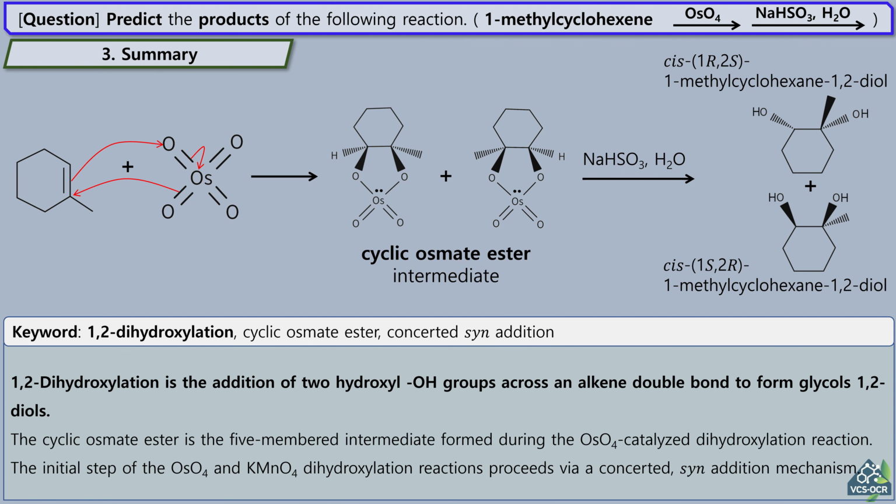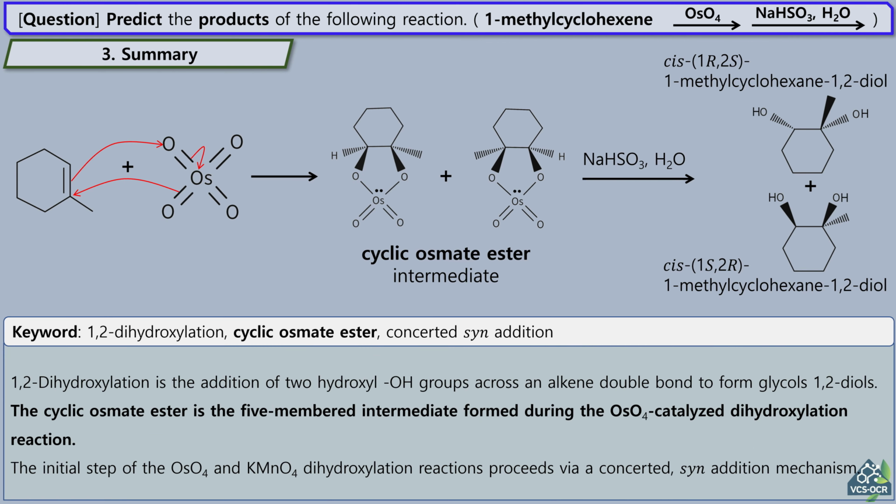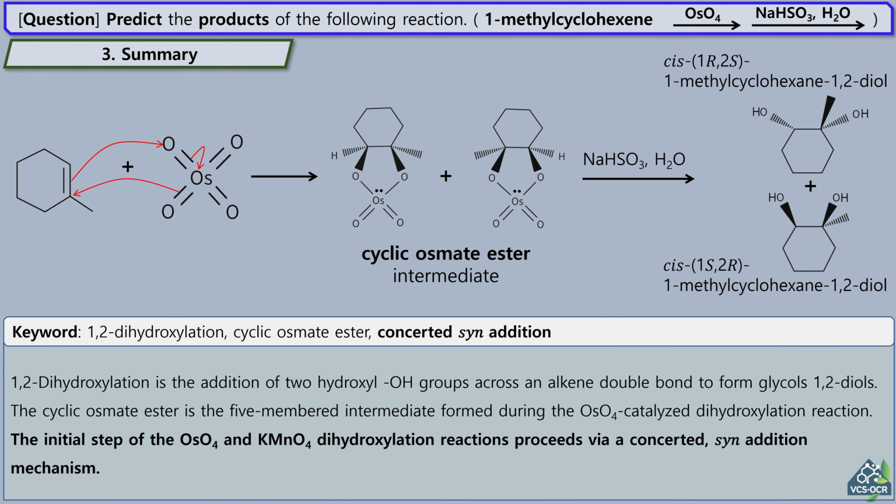1,2-dihydroxylation is the addition of two hydroxyl (OH) groups across an alkene double bond to form glycols, 1,2-diols. The cyclic osmate ester is the 5-membered intermediate formed during the OsO₄-catalyzed dihydroxylation reaction. The initial step of the OsO₄ and KMnO₄ dihydroxylation reactions proceeds via a concerted syn addition mechanism.